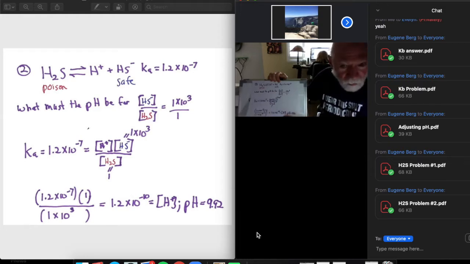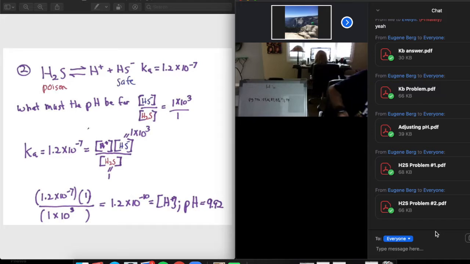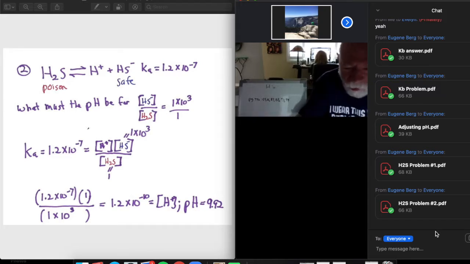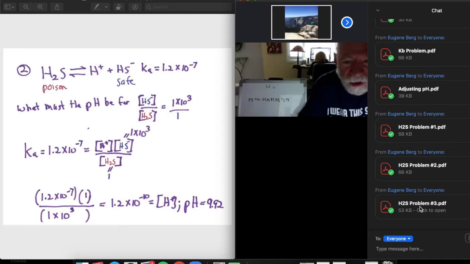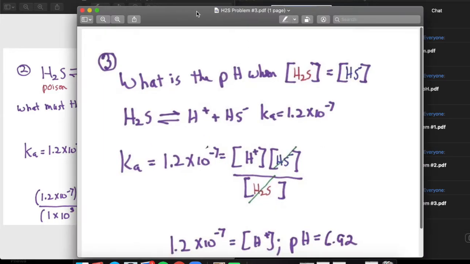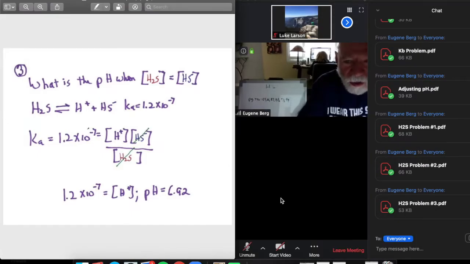Okay, you ready for problem number 3? Problem number 3 goes like this. Joe Chemist is kind of a gambler, and so he's wondering, if I wanted to have a 50-50 mixture of poison versus safe, what would I adjust the pH to? Okay, so here's the problem. What is the pH when you have a 50-50 mixture? In other words, the H2S equals the HS minus.